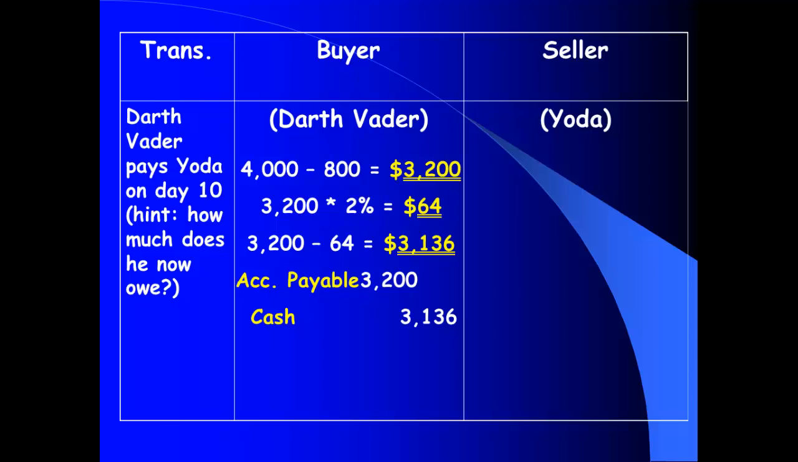Let's go back to perpetual system first. Perpetual system, what account would I credit for the $64? Merchandise inventory.